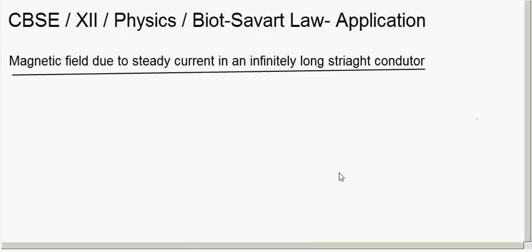Good morning. In this session, we will study some of the applications of Biot-Savart law. We have studied Biot-Savart law, and we know that it helps us to find out the magnetic field due to a current carrying conductor. Now in this class we will see the magnetic field due to steady current in an infinitely long straight conductor.